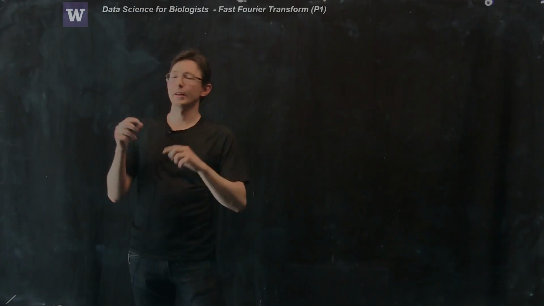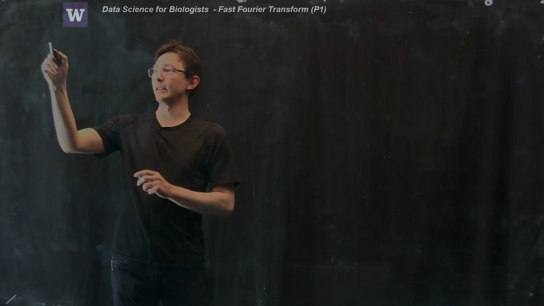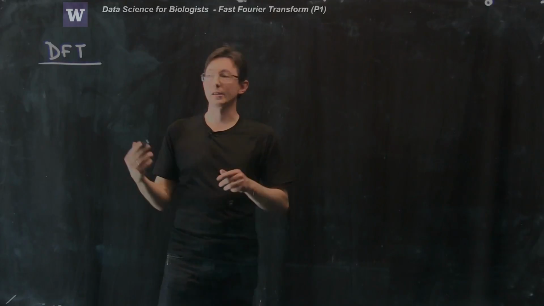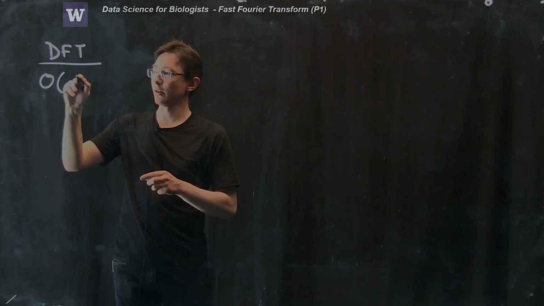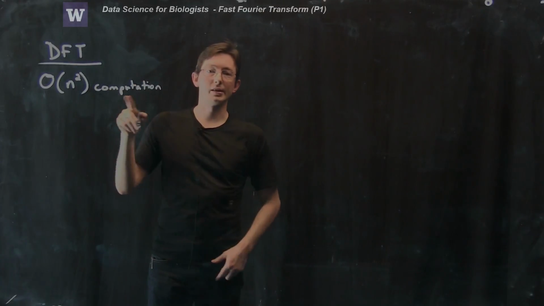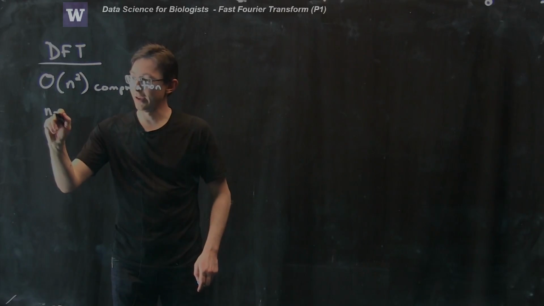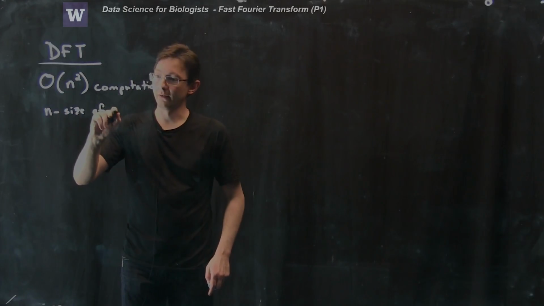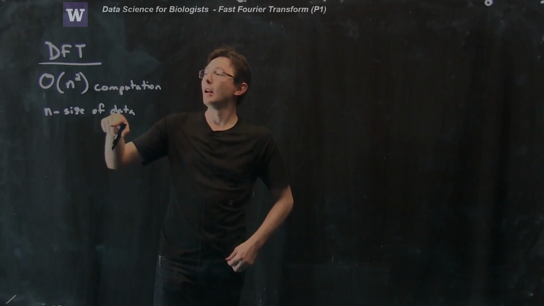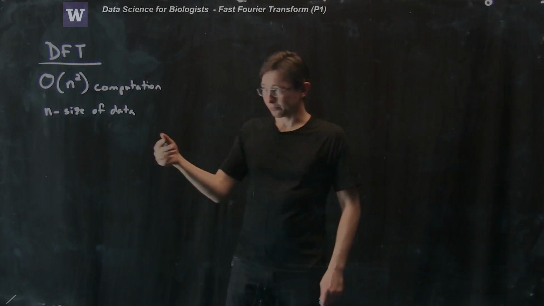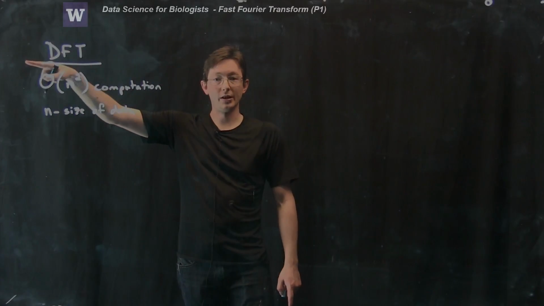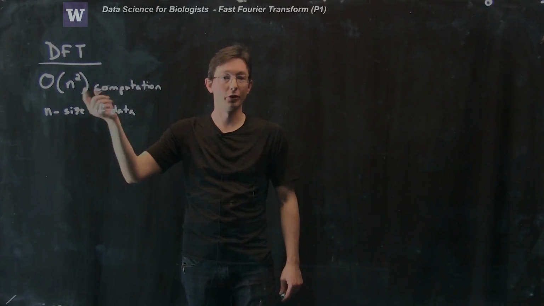Okay, so this is really, really important. The DFT, the discrete Fourier transform, is what's called an order n squared operation. So we're going to say this is an order n squared computation. The reason is that n is the size of our data. If we have 1,000 data points, then n would be 1,000. And what order n squared means is that if our vector had 1,000 data points, then the DFT computation would take on the order of 1,000,000 multiplications on a computer.